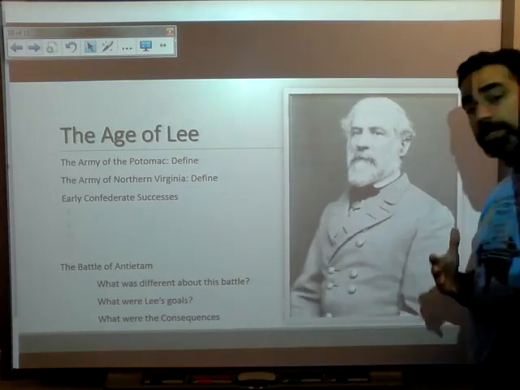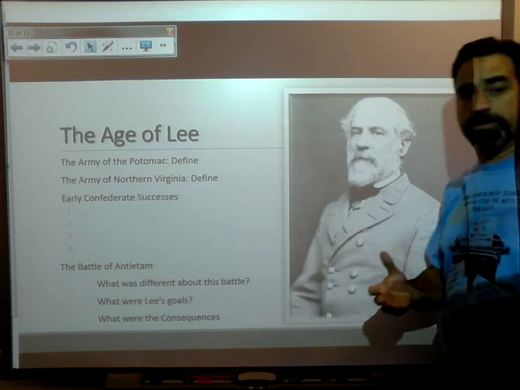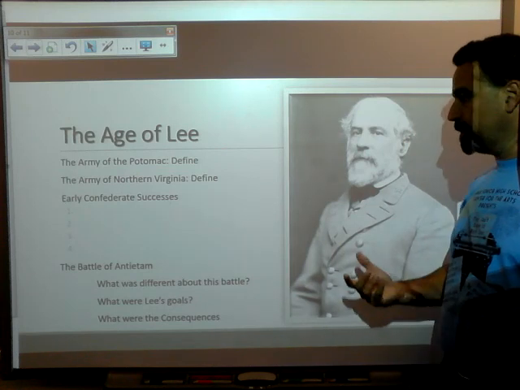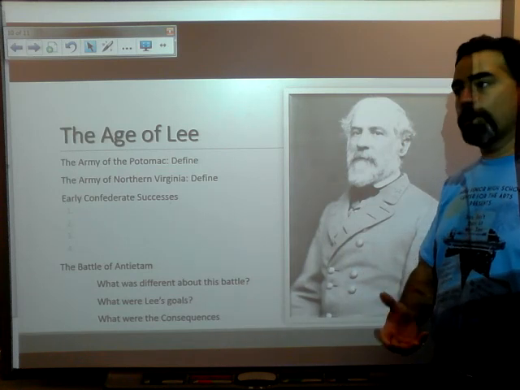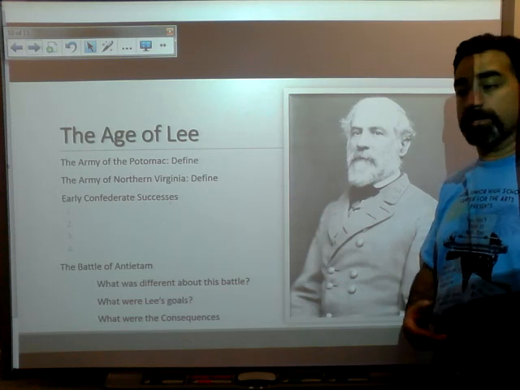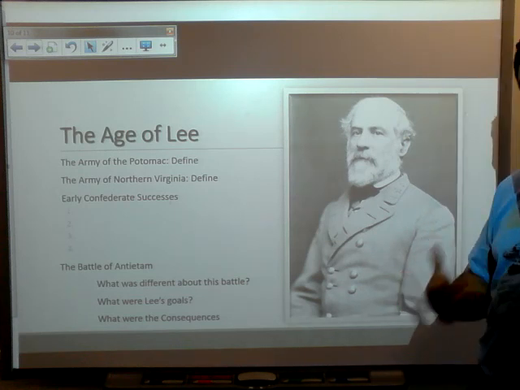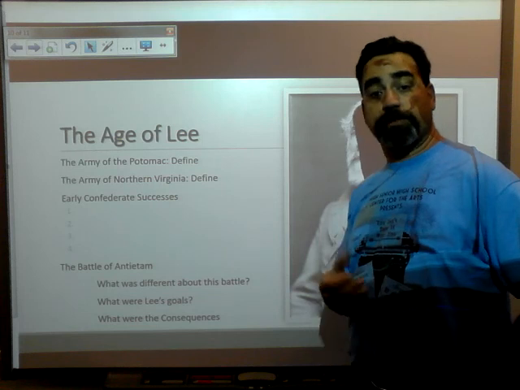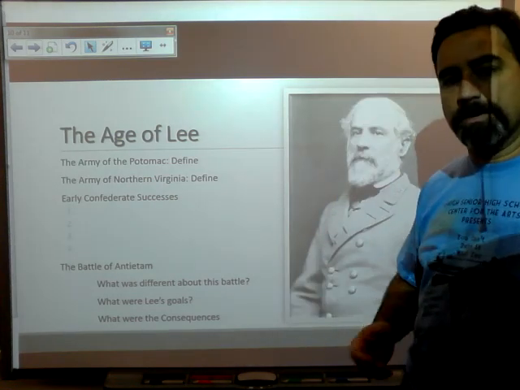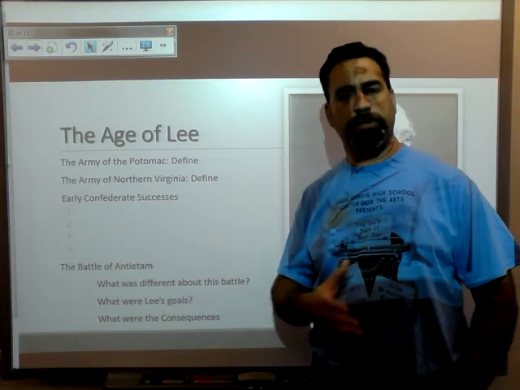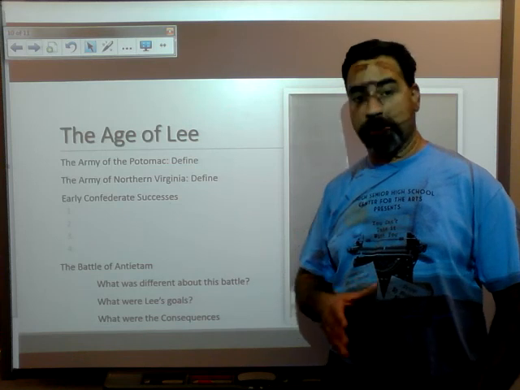So things were actually looking really, really good for the Confederacy. For the most part, General Lee and his generals were winning most of the major battles. The one exception to this was a very different battle called the Battle of Antietam. This is going to be the single bloodiest 24 hours in American history.